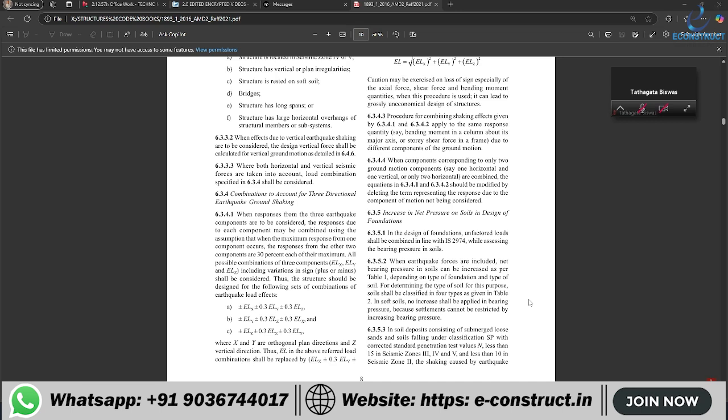In soft soils, no increase shall be applied in bearing pressure because settlements cannot be restricted by increasing bearing pressure.